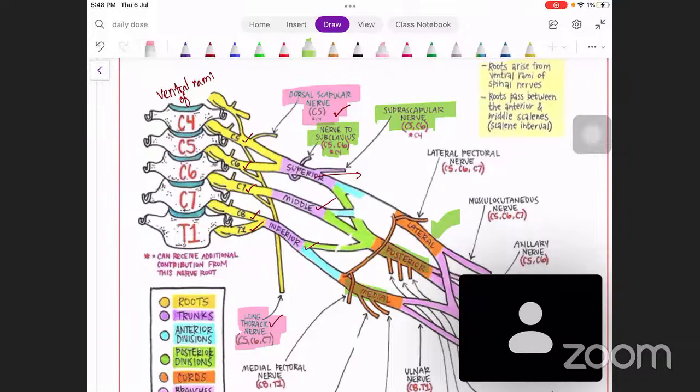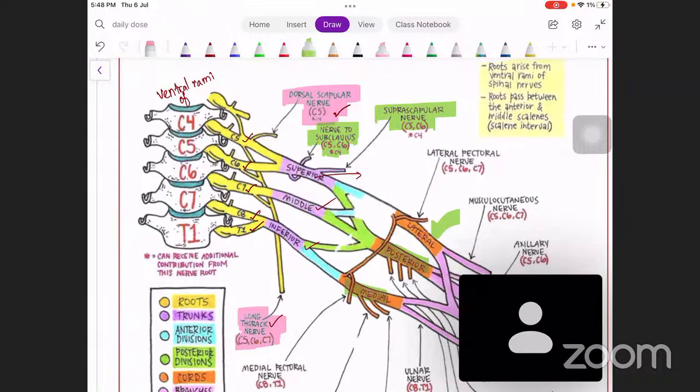So you have the 3 cords which arise from the 3 trunks, which arise from the 6 divisions actually. So roots to trunks to divisions, anterior and posterior division. So the anterior division of your upper and middle trunk gives rise to the lateral cord, while the anterior division of your lower trunk gives rise to the medial cord, while the posterior division of your upper, middle, and lower trunk gives rise to the posterior cord.